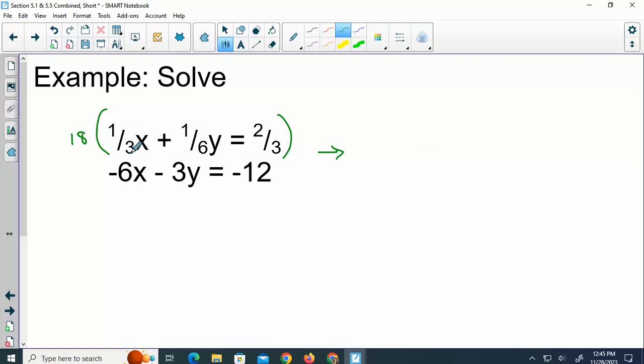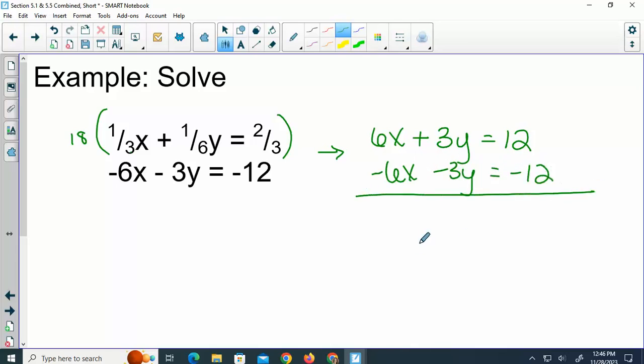So 18 times 1/3 is 6. 18 times 1 over 6 is 3. 18 times 2/3 is 12. So when I add, those cancel, so we get 0 equals 0. What does that mean? Infinite solutions.